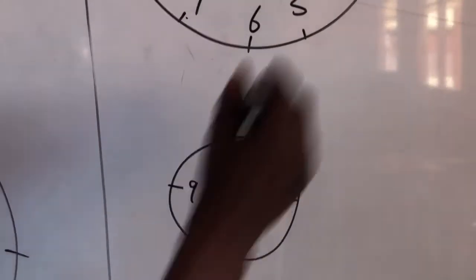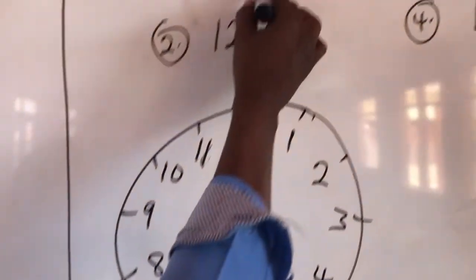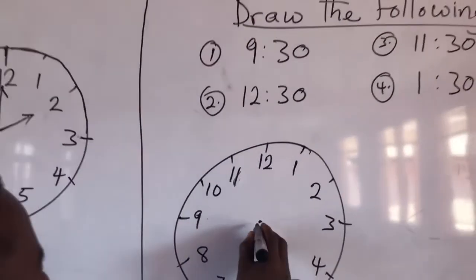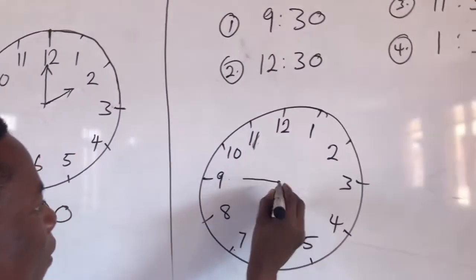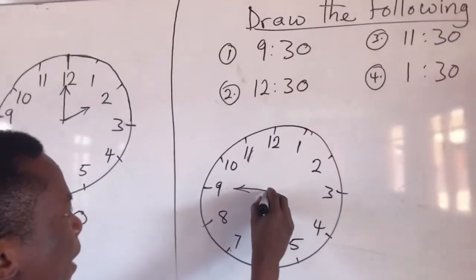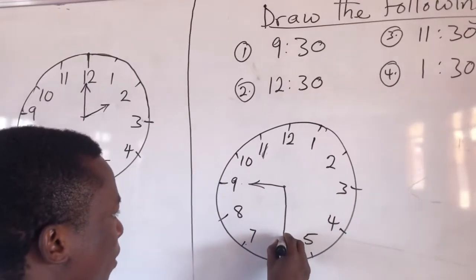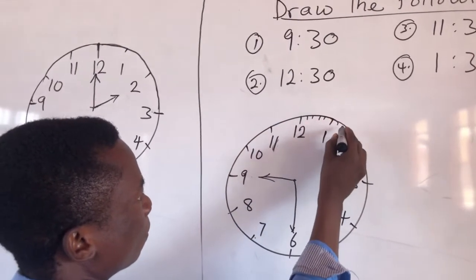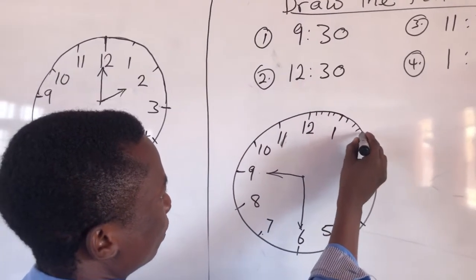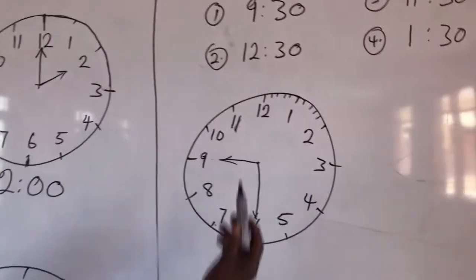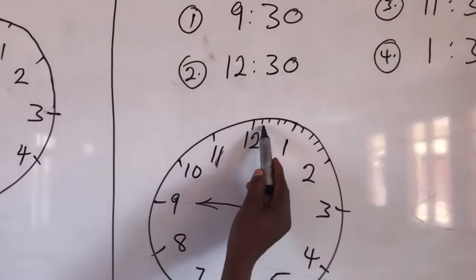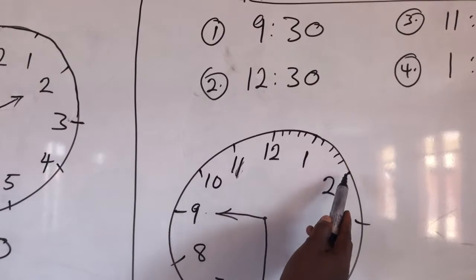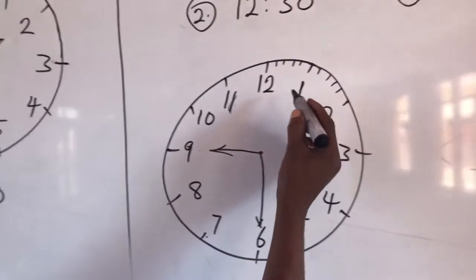All right, let's continue. So let's draw the first one. 9:30. Where is 9? This is 9. The hour hand must be on 9, or can move from 9 a bit. But the 30 is on 6. Now, why is it 30? 1, 2, 3, 4. Last time we counted and I taught you between 12 and 1, we have other 1, 2, 3, 4. The fifth one is on the 1. 1, 2, 3, 4, 5. So count from 12 to 1 is 5 minutes.